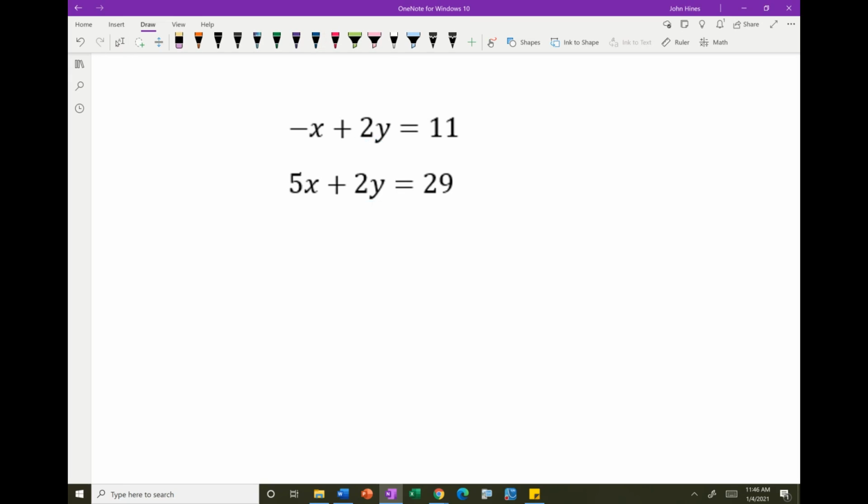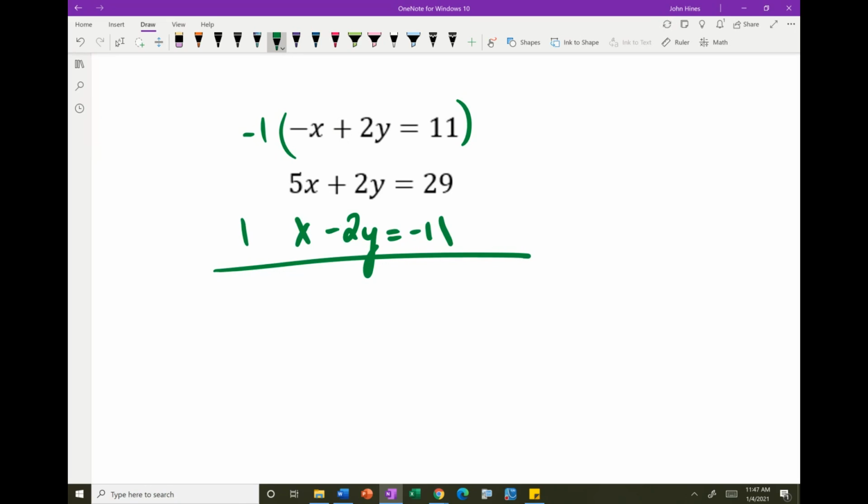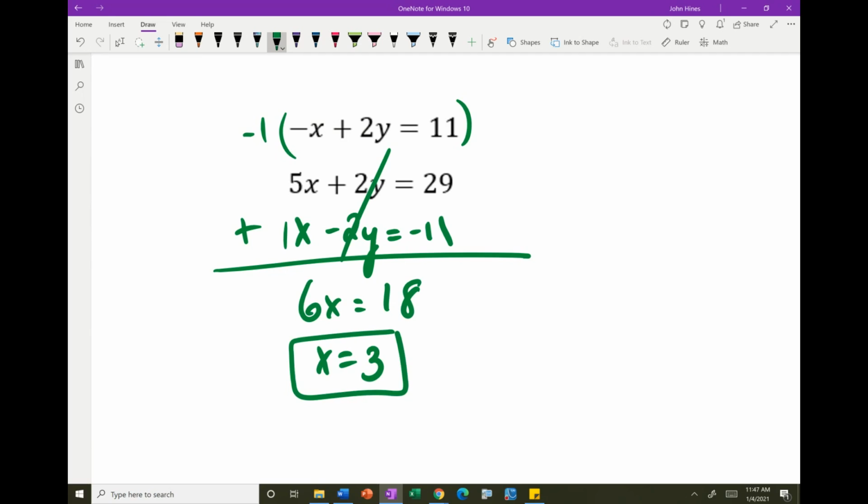So you've got two choices here. Your first choice was to multiply this by -1, or the bottom one. Doesn't matter. One of them had to be multiplied by -1, so that way you have opposites. So change the sign, change the sign, change the sign. I didn't touch the bottom equation, so now I can add them together. 6x equals 18, so x equals 3.